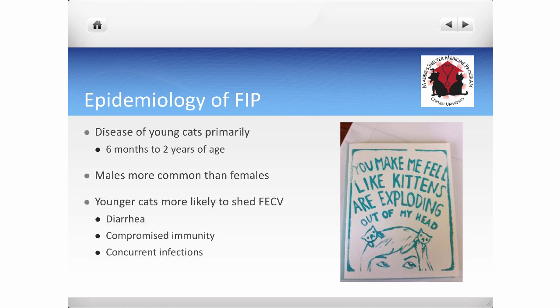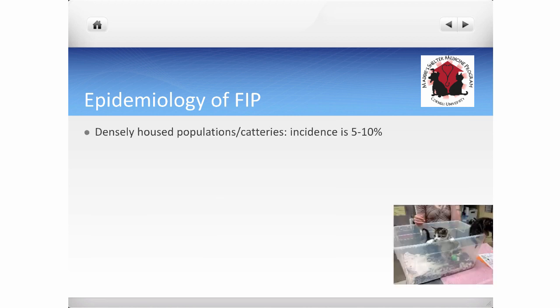Younger cats are more likely to shed, like I said, diarrhea, compromised immunity, and concurrent infections. And so there's all sorts of things that we think about in managing those younger cat populations, which can help us manage both coronavirus and the chances of developing the more pathological forms.